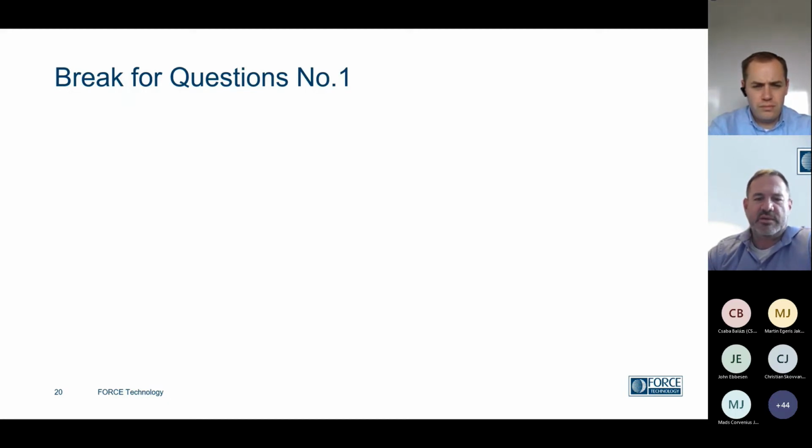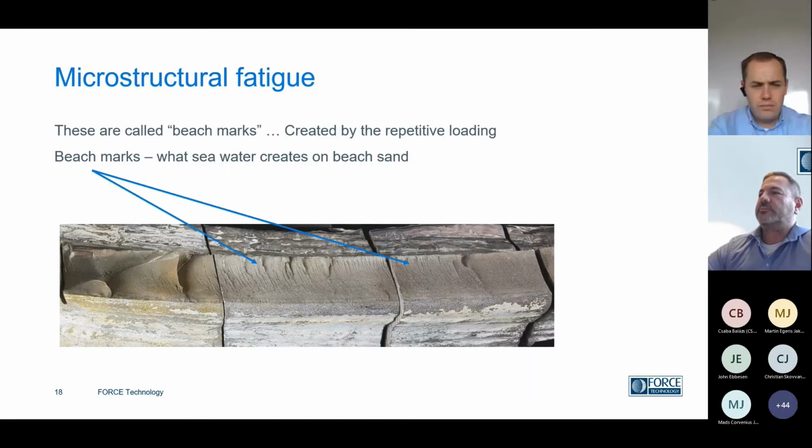Well, yeah, we have a question here. How do you tell the difference between crack initiation and crack propagation? Okay. So how do we know which is which? Let me just go back a bit. How do I know whether it's crack initiation or crack propagation?